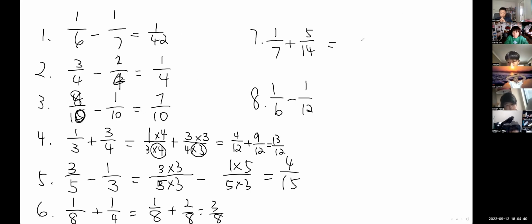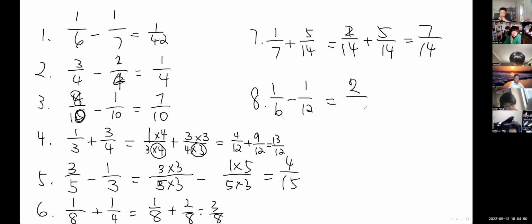Okay, this one, 2/14 plus 5/14 equals 7 over 14. And this one is 2/12 minus 1/12 equals 1/12.